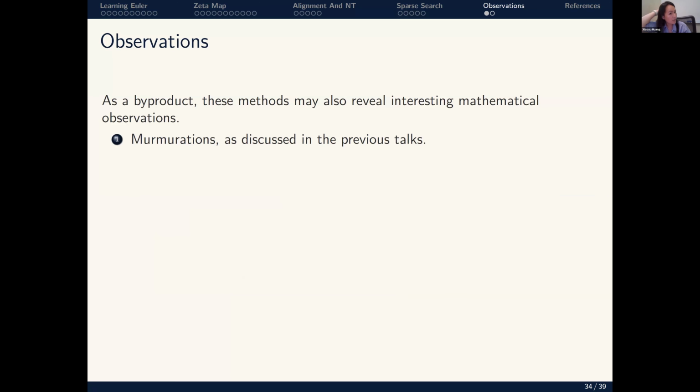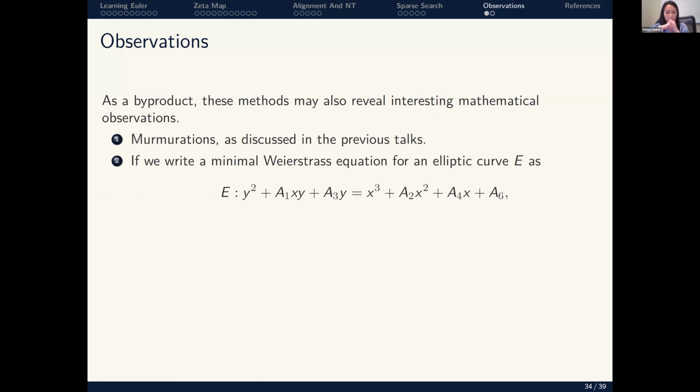At the very last part, I want to say that through all these explorations, we might be able to find very interesting mathematical observations. Memorization, as discussed in the previous talks, is one of them. I may not repeat. Another thing is rather new. One observation that we had with my collaborators is that if you write down the minimal Weierstrass equation for an elliptic curve, I apologize for writing the coefficients in capital A, I have a reason.